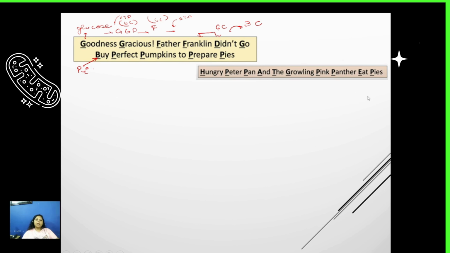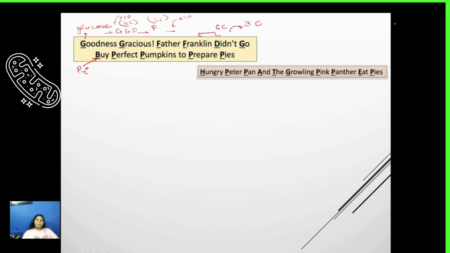Hungry Peter Pan and the growling pink panther eat pies. So the names of the enzymes are hexokinase. This one is, first of all, adding to a 6 carbon sugar, that's why it is hexose. It is adding the phosphate group, that's why it is named hexokinase. Then we have phosphohexose isomerase, because glucose is converted into fructose, an isomer.